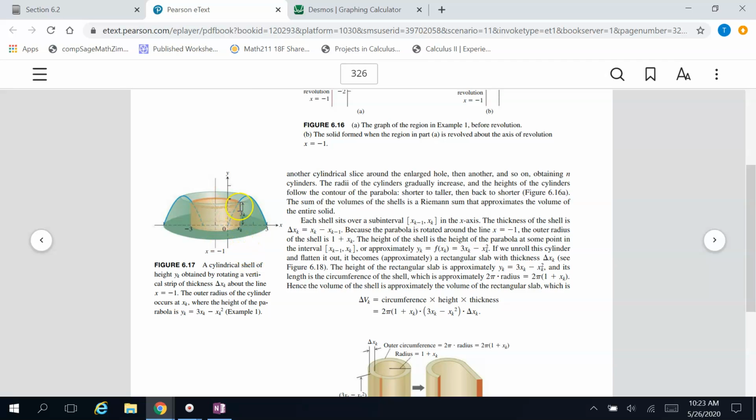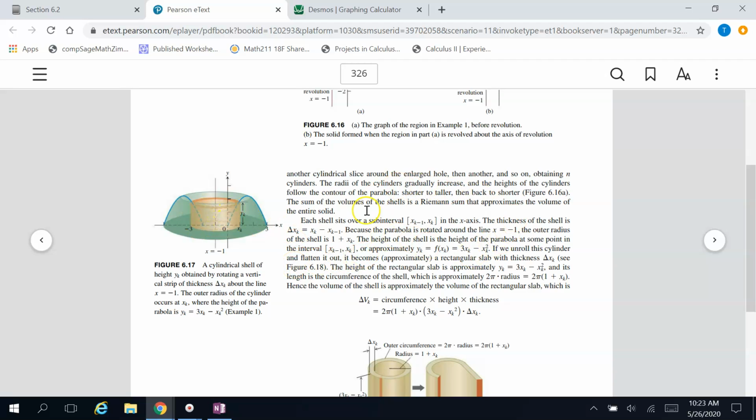Basically, if you make vertical slices of that area and then revolve each vertical slice around the axis of rotation, you end up with these cylinders. We're going to look at every single possible vertical slice, which creates every single cylinder, and that maps out the total region.